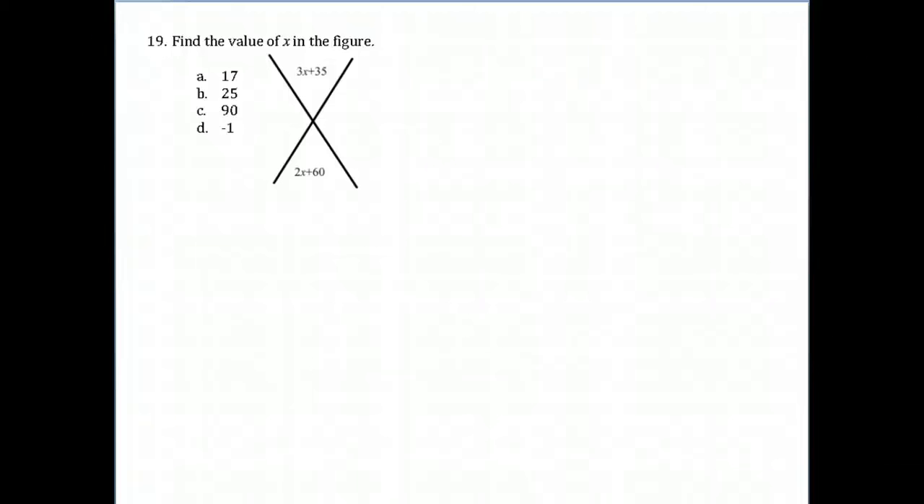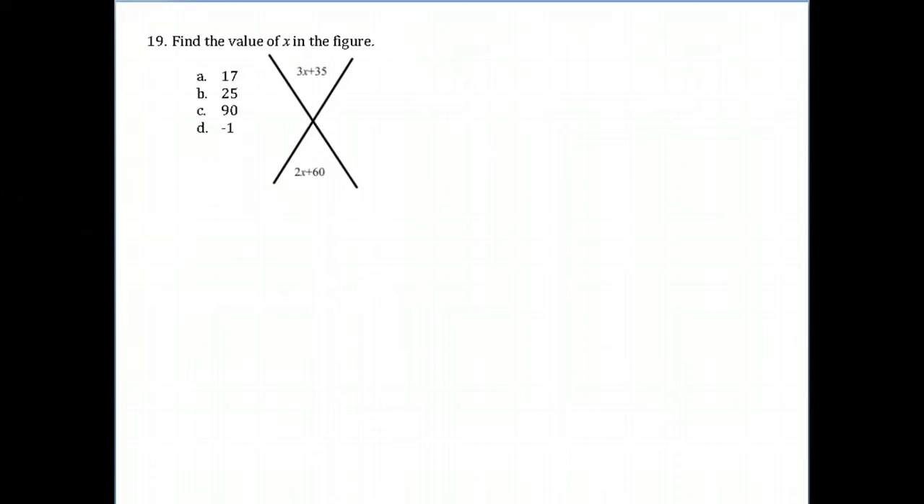Number 19 says find the value of x in the figure. You notice that we have vertical angles. Vertical angles are like when you have a pair of lines that intersect each other; the vertical angles are the opposite pairs of angles. So vertical angles are always congruent to each other.